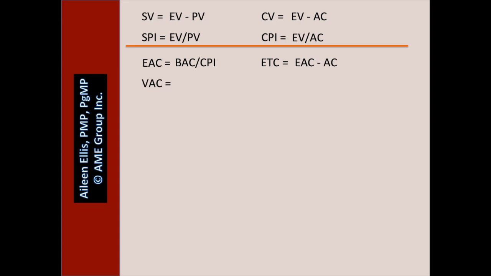Still related is VAC, variance at completion, how much we expect to vary from the original budget. VAC equals BAC minus EAC. I would think of these as a grouping and study them together.